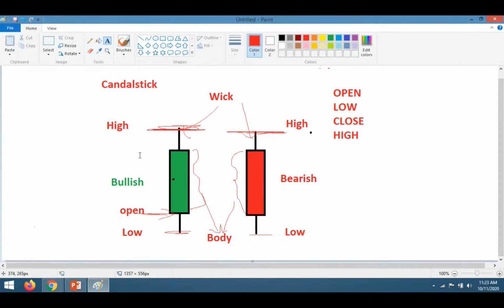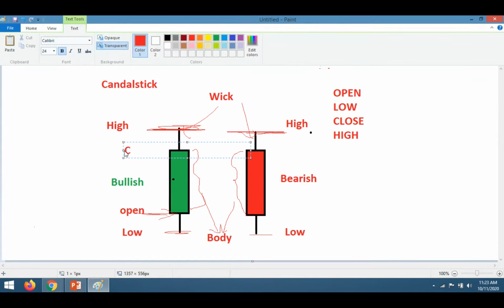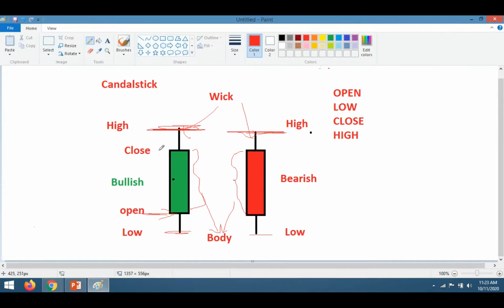And this is the close of this candle. So this point is the close. The gap between the open price and the close price is called the body. Simple definition. So this is the body of any candle.